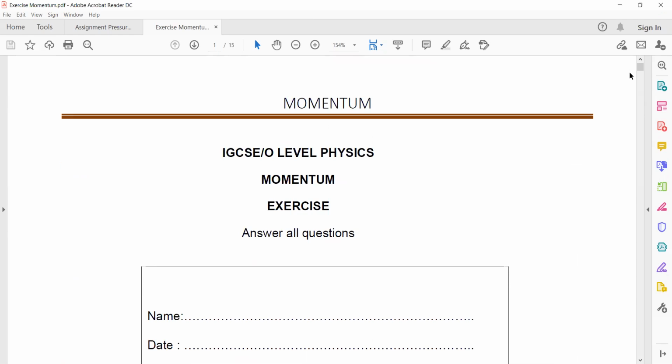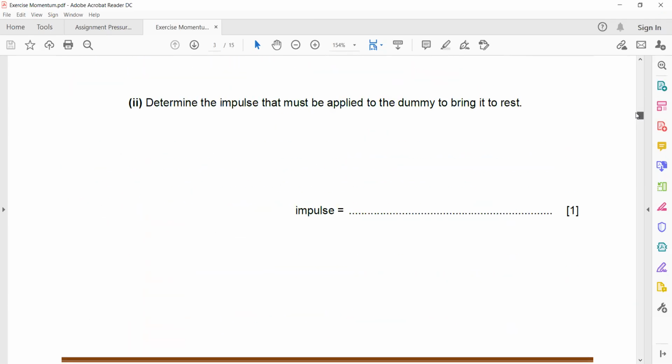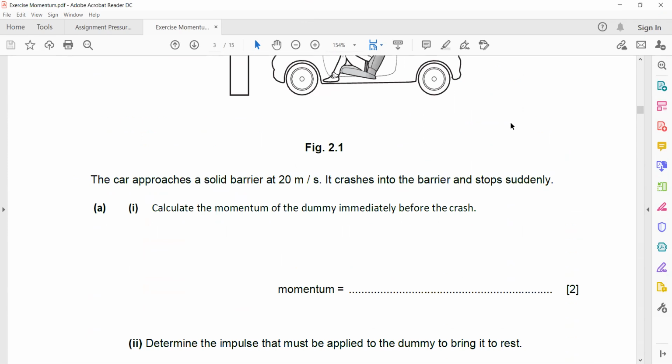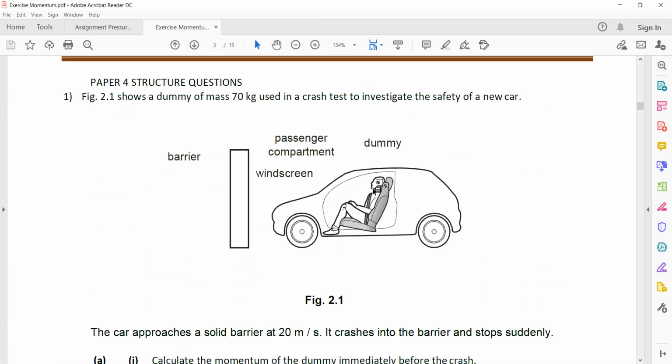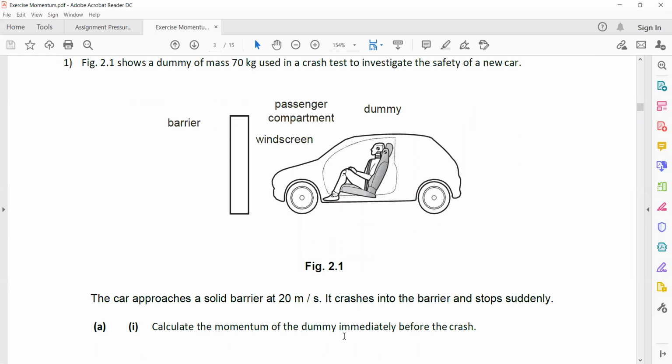Sir, on paper for the structure questions, 1A, part 2. Question number? 1A, structure questions. Okay, 1A. This one, the dummy. Yeah.